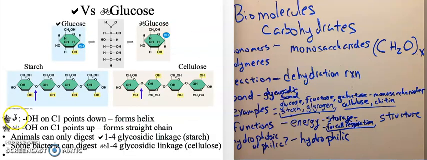And I apologize, my special characters here got messed up when I switched from a PC to a Mac. But this first example in starch is an alpha-1,4 linkage. And an alpha-1,4 linkage is digestible by animals. Cellulose has a beta-1,4 linkage. And in this orientation, we don't have enzymes that can break that beta-1,4 linkage. So no animals can digest cellulose.